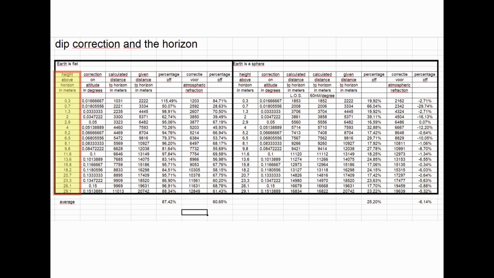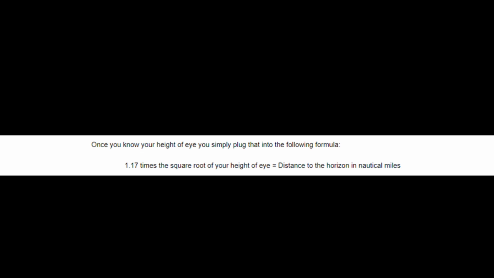The calculated distance to the horizon on a flat Earth came out to be slightly more than half of the given distance, with an average deviation of 87.42%. I noticed that the given distances to the horizon were greater than would be calculated with the formula distance in nautical miles equals 1.17 times the square root of the height in feet. So the dip correction also corrected for atmospheric refraction.